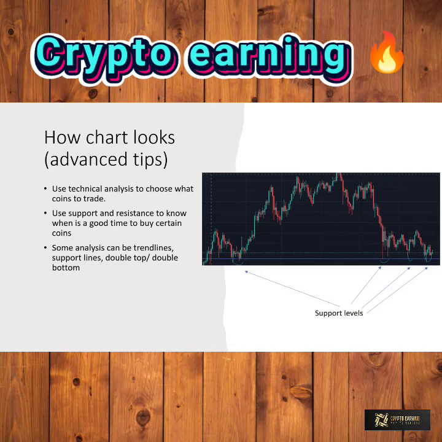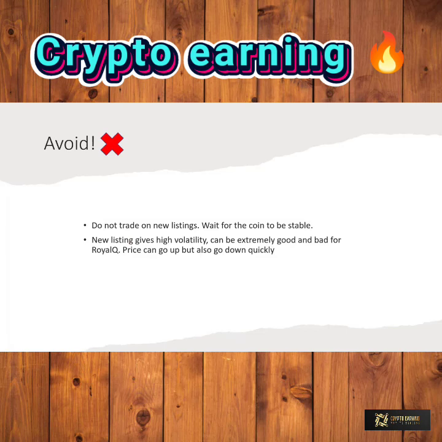What I personally avoid is trading on coins that are newly listed because the volatility is extremely high. It can work extremely well with RoyalQ, however, when the price goes down, you may end up stuck with the coin. Therefore, I am not willing to take such risks and would wait for the coin to be stable first.